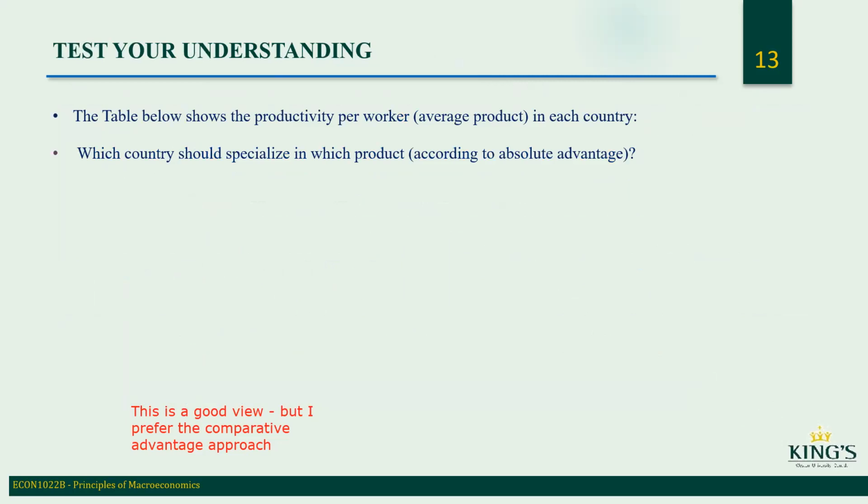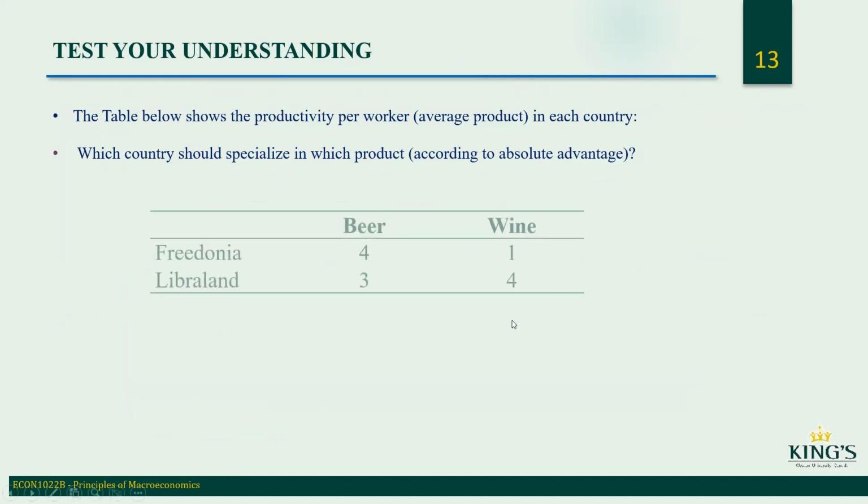So let's bring up this table below. It shows the productivity per worker, average product in each country, and which country should specialize in which product according to absolute advantage. So based on this, for Fredonia and Liberland here, which country should specialize in beer and which country should specialize in wine?